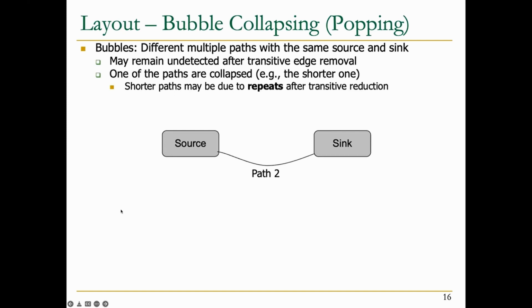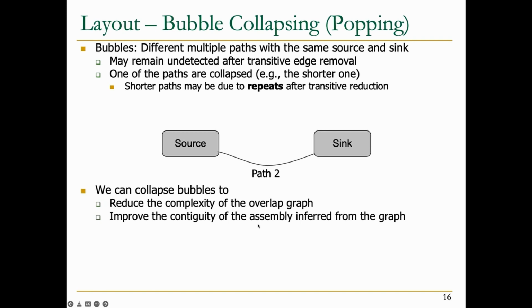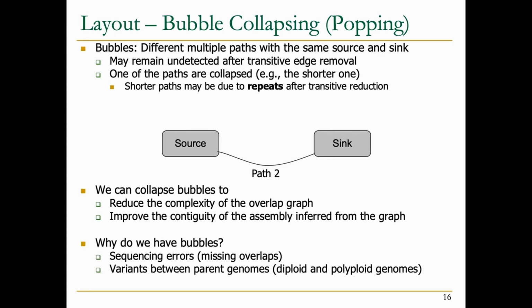The idea is that one of the paths can be collapsed, and usually the shorter one is collapsed, because we know that shorter paths may be due to the repeats. After transitive reduction, there's this analysis, and then we tend to collapse the shorter one such that we remove the bubbles in the graph. We can collapse bubbles to reduce the complexity of the overlap graph and, of course, improve the contiguity of the assembly from the graph. So bubble collapsing helps a lot as well.